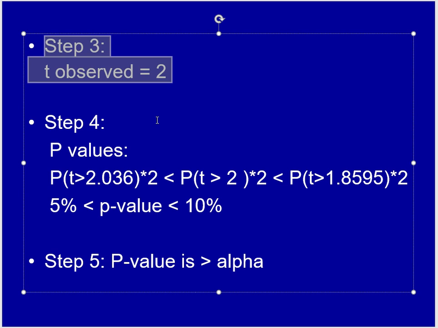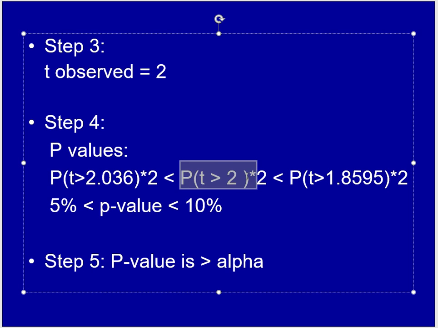Remember, the p-value is as extreme as. Since t came out to be positive, the as extreme as, you have to go towards greater than 2. If t was negative, you'd have to go below negative 2. Okay? So what you're looking for is the probability of t greater than 2, and you have to multiply it by 2. Remember, because it's two-sided, we need to multiply it by 2.